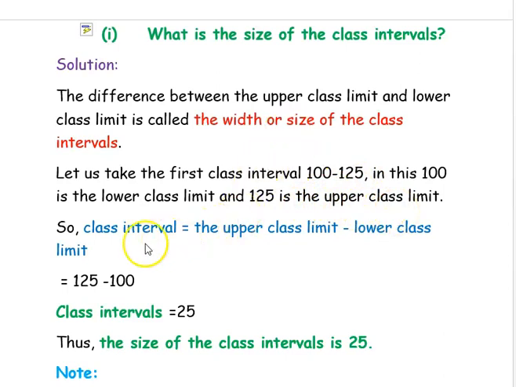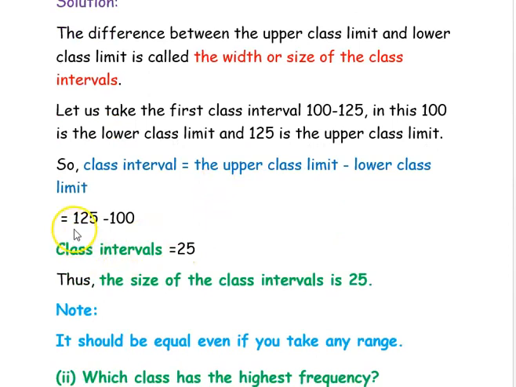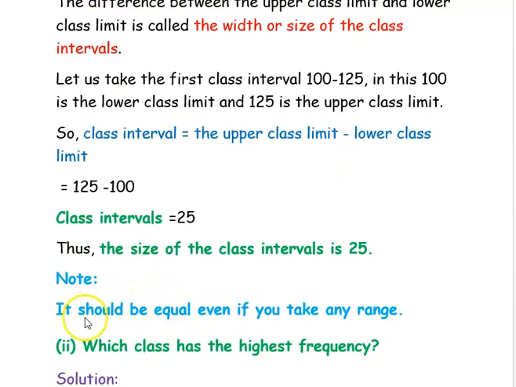From the definition we can write, class interval is equal to upper class limit minus lower class limit, because it's the difference, so we subtract. So, 125 is the upper class limit minus the lower class limit 100. So, 125 minus 100, the class interval is 25. Thus the class interval is 25. Note, we have to keep in mind that the class interval should always be equal in range for all the data to be taken.